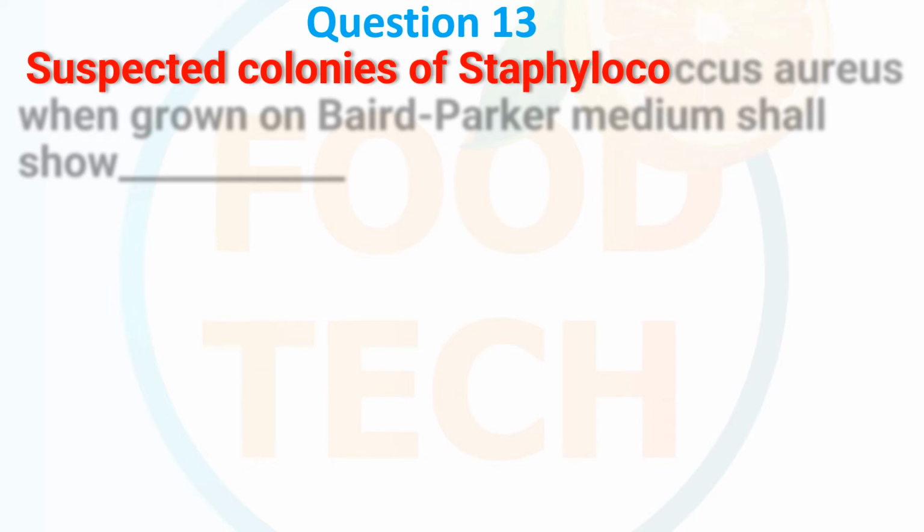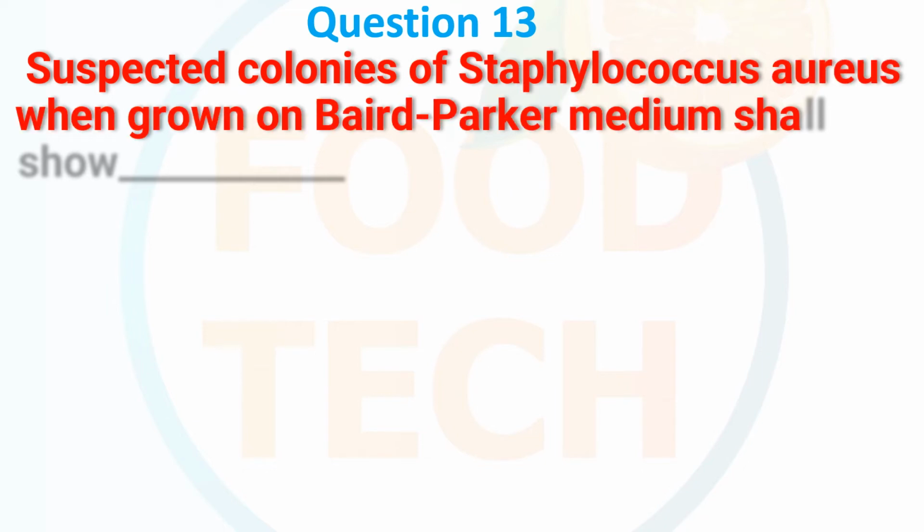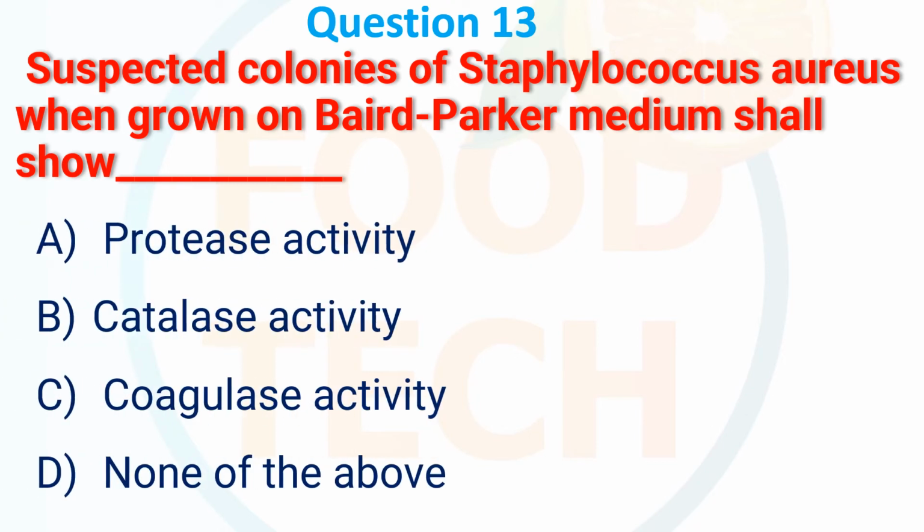A suspected colony of Staphylococcus aureus when grown on Baird-Parker medium shall show dash. A. Protective activity, B. Catalase activity, C. Coagulase activity, D. None of the above. The answer is C.